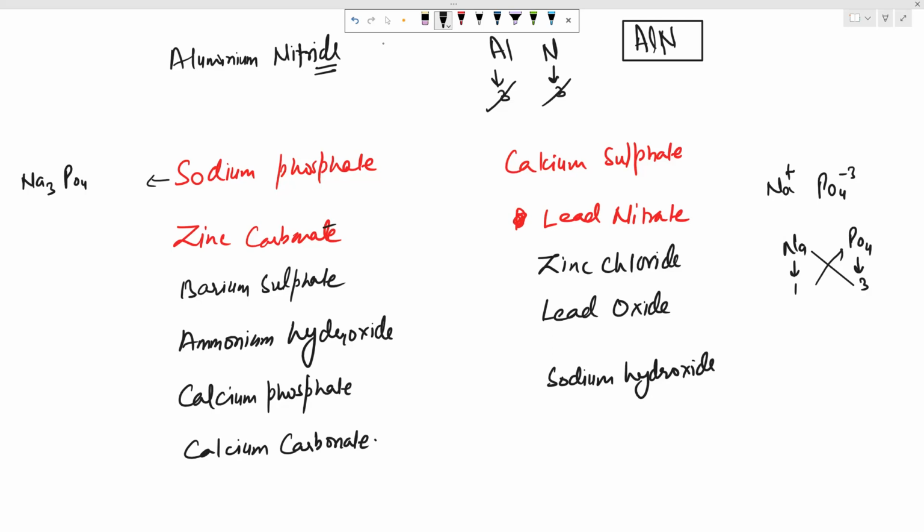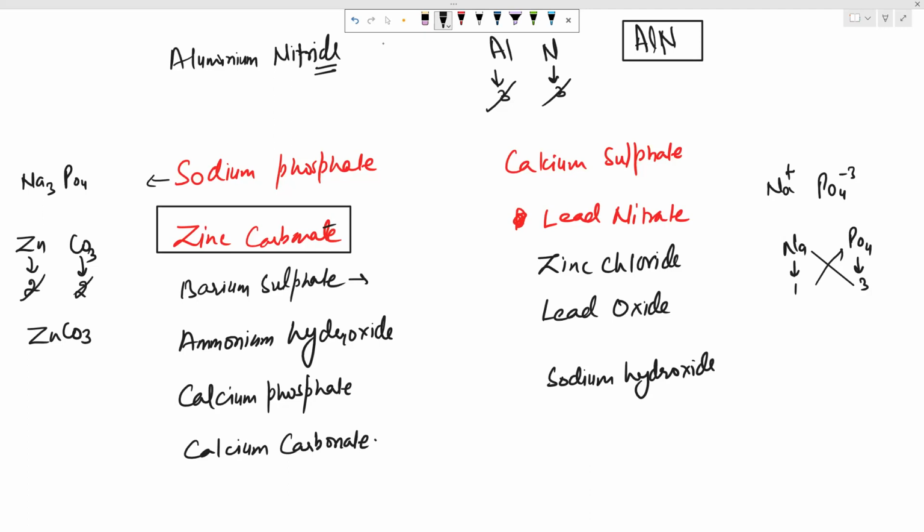Zinc carbonate: zinc is 2 and carbonate is also 2. You cross multiply, you cut it, you will get ZnCO3. Barium sulfate: barium is 2 and sulfate is also 2. You cut it, you will get BaSO4. Okay.